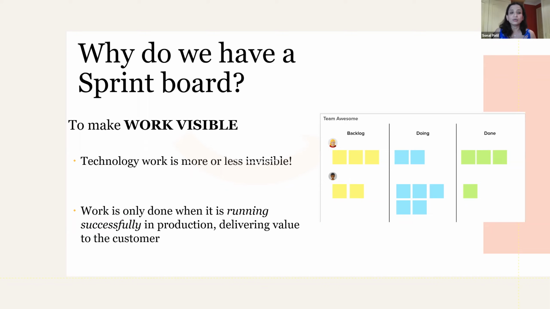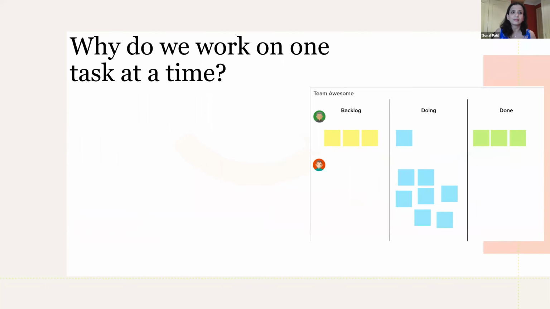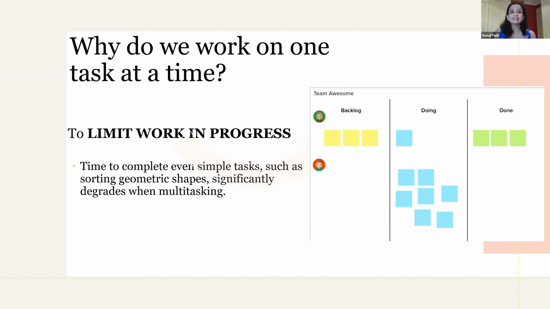By visualizing work on a sprint board, it helps us see where work is flowing well and where it is stalled. Also remember, work is only considered done when it's in production, delivering value to the customer. The next question I'd like to ask is, why do we work on one task at a time? That is to limit work in progress.